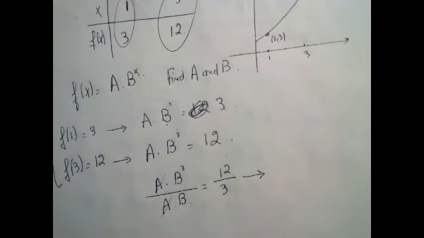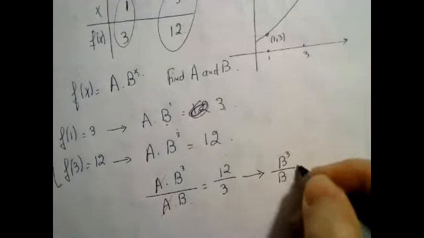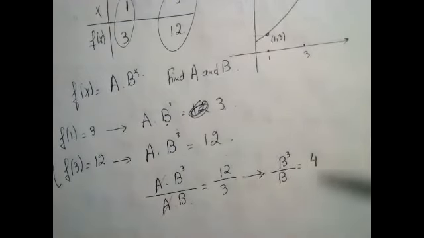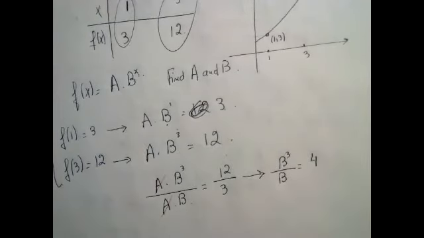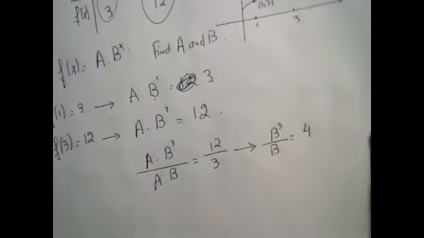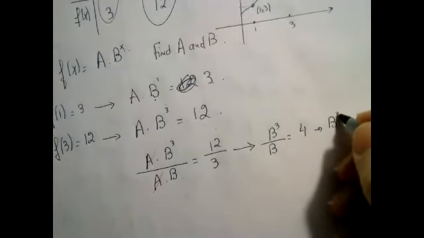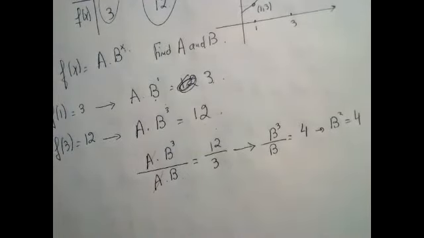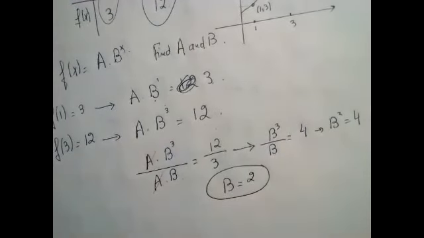That's the heart of the idea. The reason we can divide is because we can get rid of the a. So a over a, we can simplify it, and then I will be left with b to the 3 over b is equal to 4. So the trick we use by dividing those two equations allows me to basically get rid of the a. Now, as we saw a minute ago, b cubed over b is b squared, equal to 4. It means my b is 2. Now I got the b.